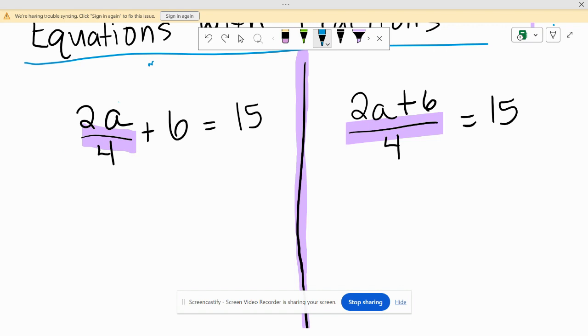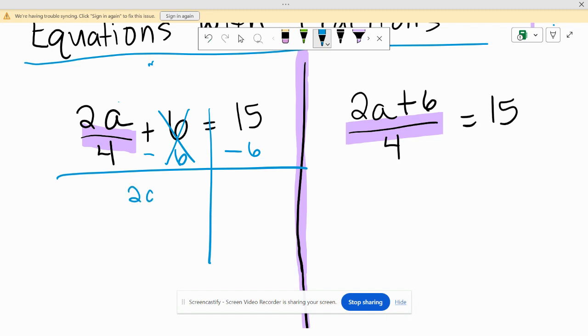You might think multiplying by 4 is easier. You can do whatever you want to do. In this example, I'll show you how to subtract 6. So I'm going to subtract 6 from both sides. When I do that, my 6s are eliminated down to 0. And all I have left on this side is 2a, 2 times the number, divided by 4, is going to equal 15 minus 6, which is 9.